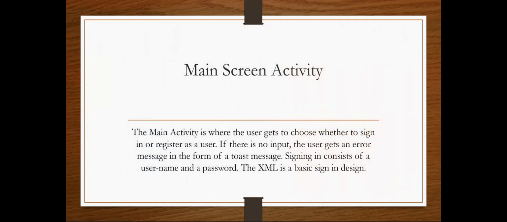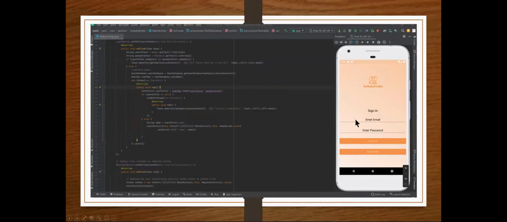So after the splash screen, you come to the main screen activity, and it's where they get to choose to sign in or register. If there's no input, they get an error message. Signing in is just a username and a password, and the XML is a basic sign-in design. So here it is running on the right-hand side.